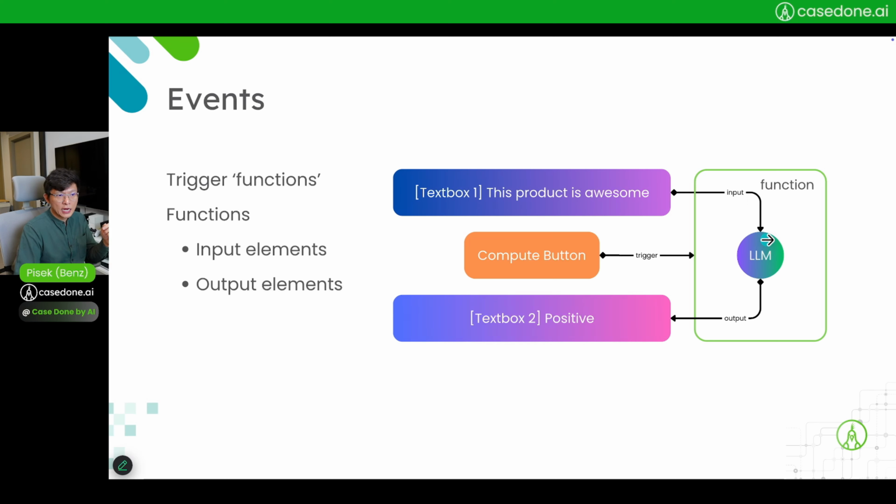Now, inside this function, I may write a way for the LLM to judge whether it's a positive or a negative message, sentiment analysis. And if it's, say, positive, it will return the string positive and put the response to text box 2. Text box 2 will receive that string and update itself. And this is what it is, guys. So eventually, what you need to think about is what event happens, what are the inputs to the function that will get triggered, and what will be the output.